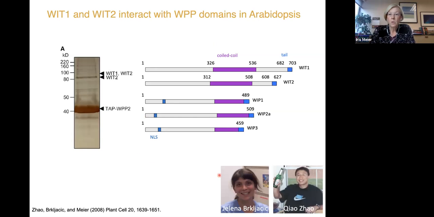At the same time, 2 other people in my lab had taken an immunoprecipitation mass spec approach, my postdoc Jelena Burkochacic at the time and graduate student Chao Zhao. And so they went about just with the WPP domain, and they fished out what that bound to in a plant extract. They found a second gene family of 2 members we called WIT1 and WIT2. They were similar to WIP1, 2, 3, but larger. They also had a coiled coil domain, and they also had a tail anchor. And so now with these 2 stories together, we had plenty of potential RAN-GAP anchors for the nuclear envelope.